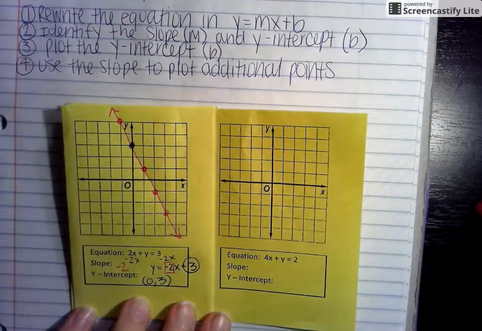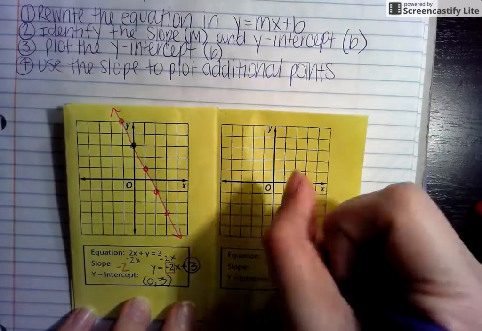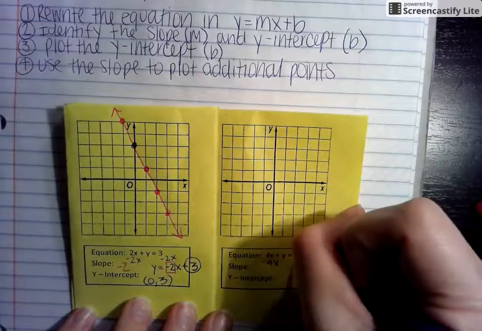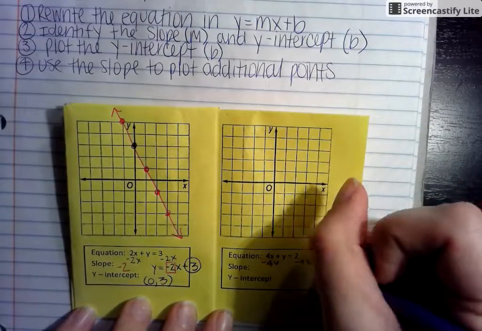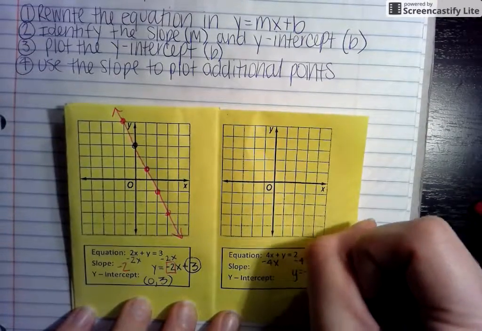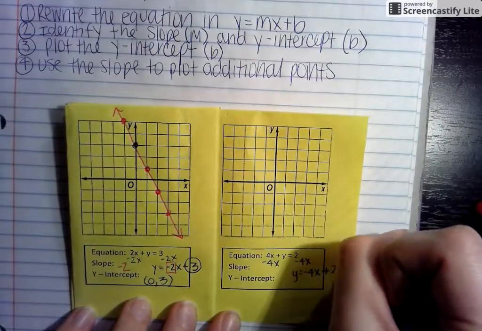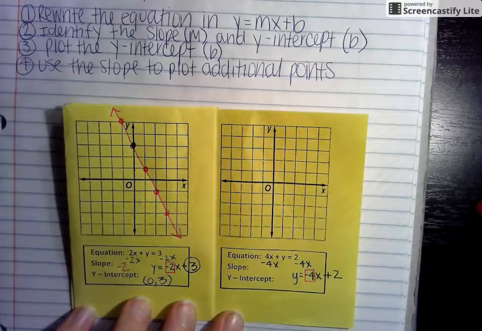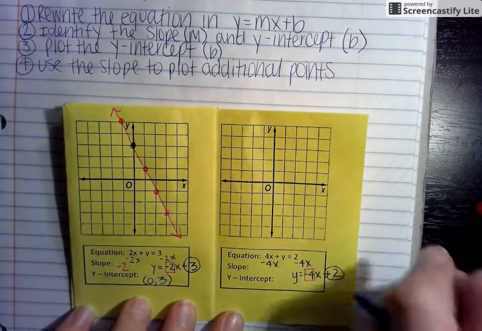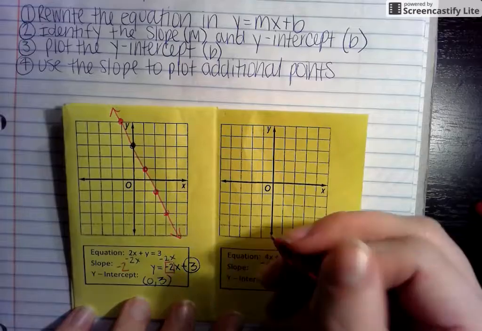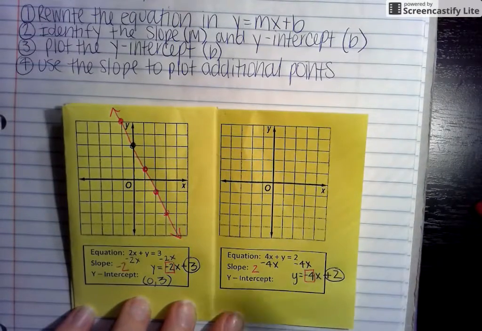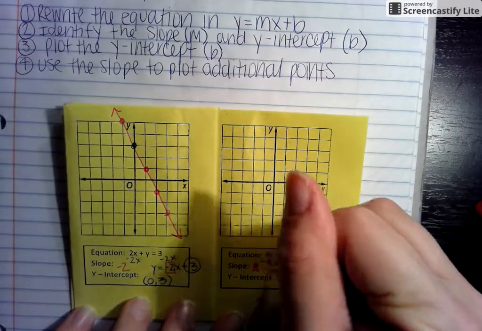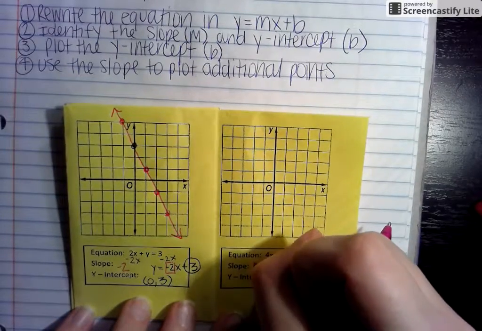Last one, I want to try to get y by itself because it's not in y equals mx plus b. So I'm going to subtract 4x on both sides because it was a positive x. So I subtract 4x on both sides. So I have y equals negative 4x plus 2. So my slope is negative 4. My y-intercept is 2. So I'm going to make sure I write down negative 4. And my intercept is 0, 2.